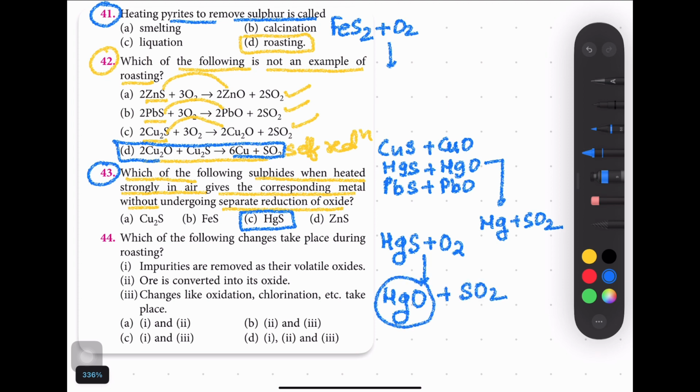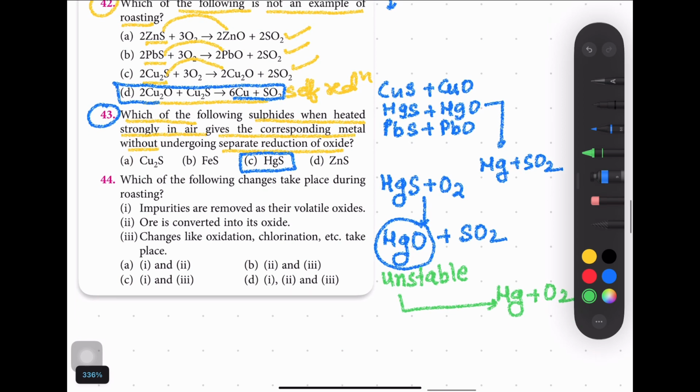HgO is basically thermally unstable. So what happens in this case? You don't need to wait for the self-reduction. Simply it will dissociate further to mercury and oxygen gas, because this metal oxide itself is unstable. So thermally unstable means on heating, HgO will dissociate back to metal and oxygen.